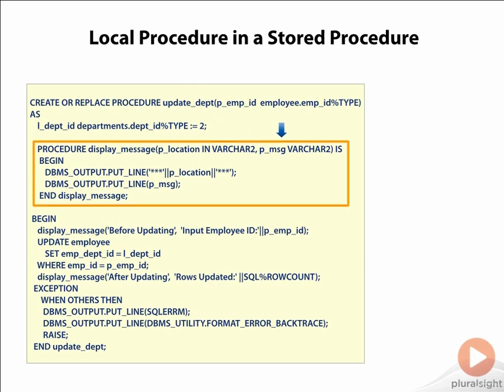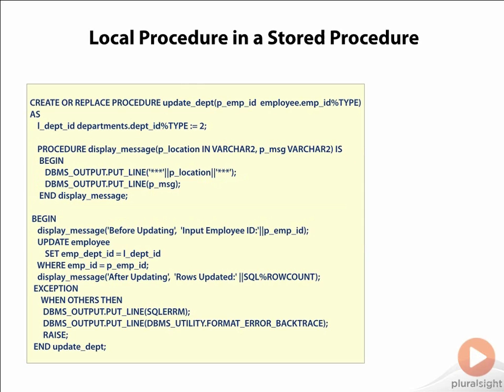Notice that it is the last thing to be declared, and also notice we do not have the create keyword but just start the declaration as procedure display_message with input parameters. Inside display_message, we are just doing some fancy output of the location followed by the passed message. This is probably not a good use for a local subprocedure, but I just wanted to show you the concept.